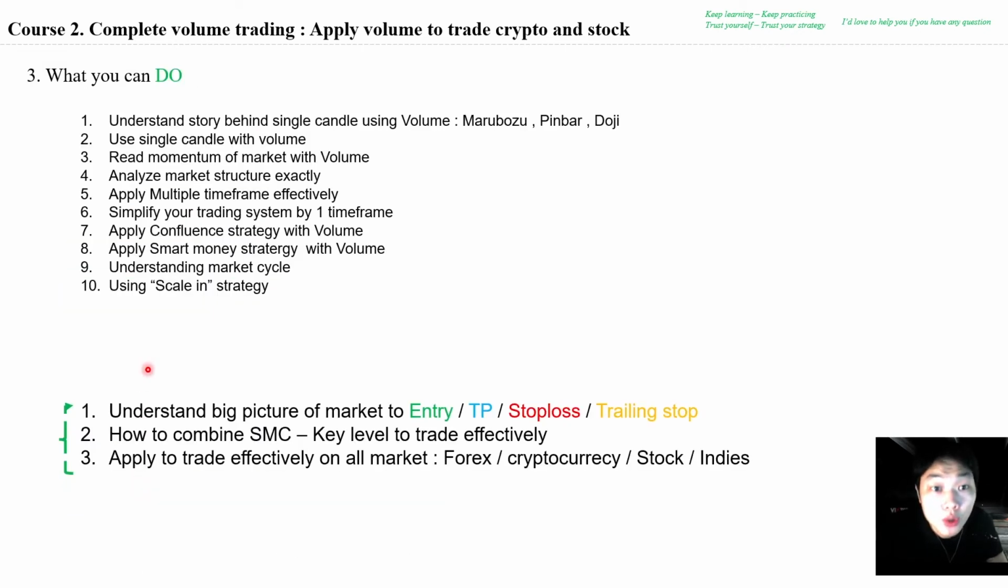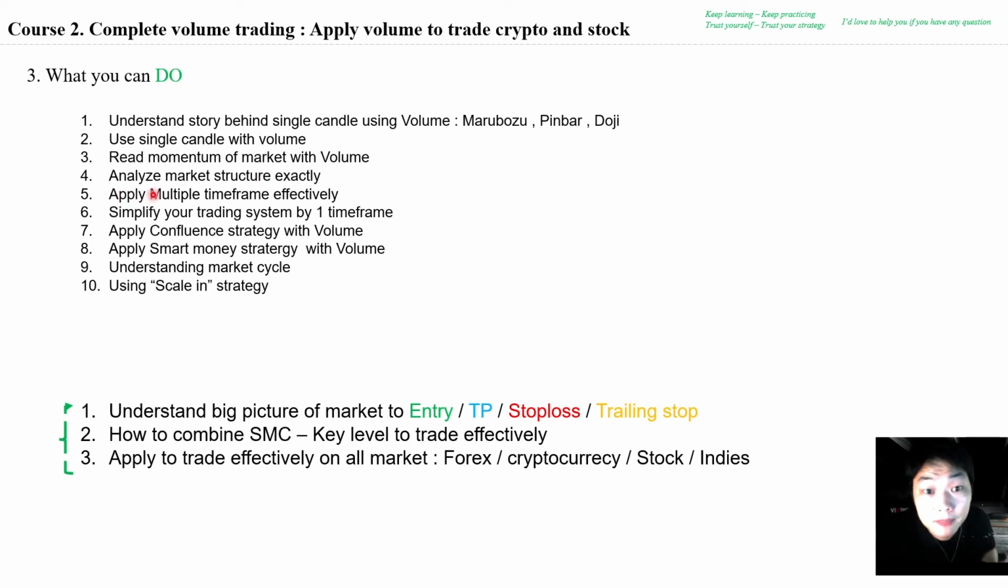Totally, after this course, you can understand the story behind single candles using volume, especially some types of candles like the marubozu candle, pin bar, and doji. And the next one, using single candles with volume, reading the momentum of the market with volume, analyzing the market structure exactly. Here is a very important part because if you analyze the market structure wrong, everything after that will be wrong. Key levels or the smart money concept will also be wrong. Therefore this is also very important.